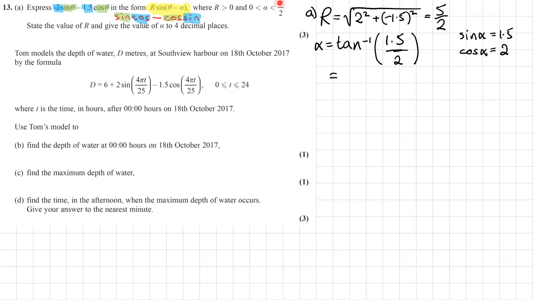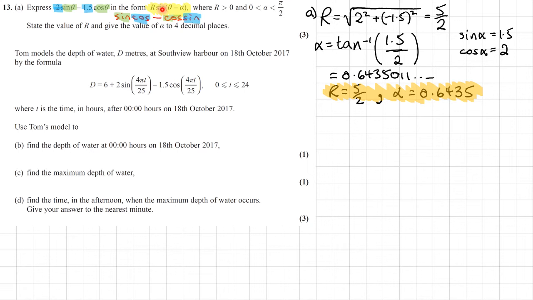And we're dealing in radians because it's got pi over 2 there. And I get 0.6435011 and so on. It says that we need to give the value of alpha to 4 decimal places. So R is 5 over 2 or 2.5 and alpha is 0.6435. Right, moving on to part B.